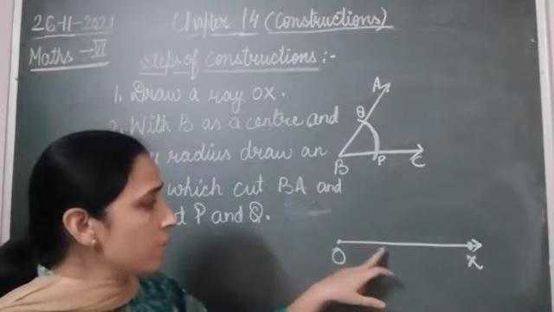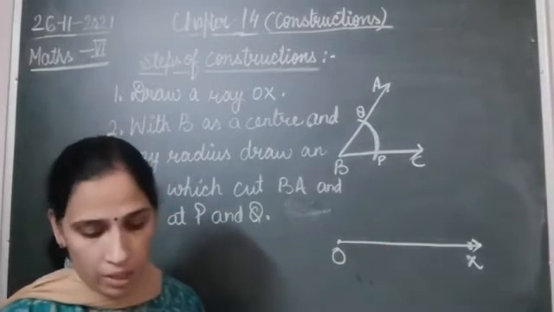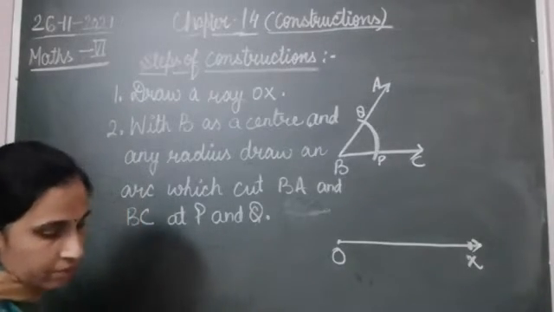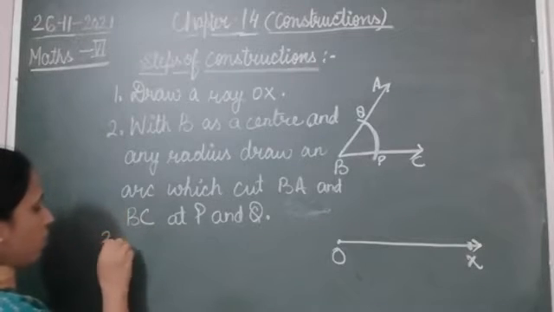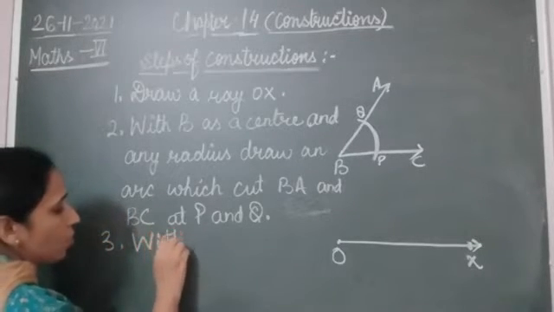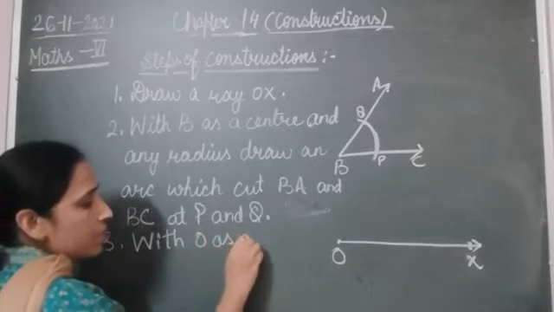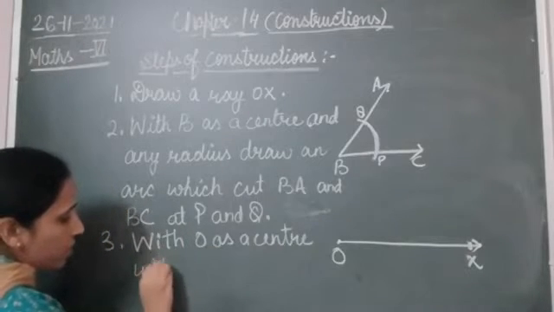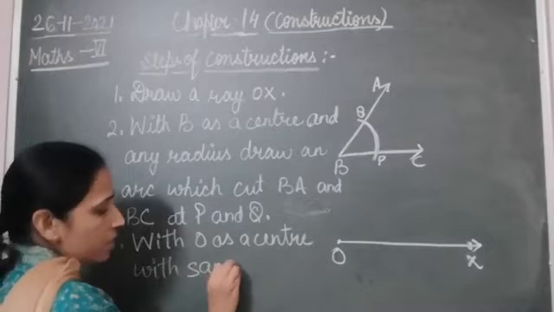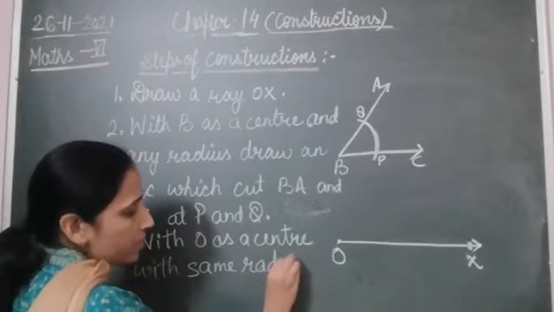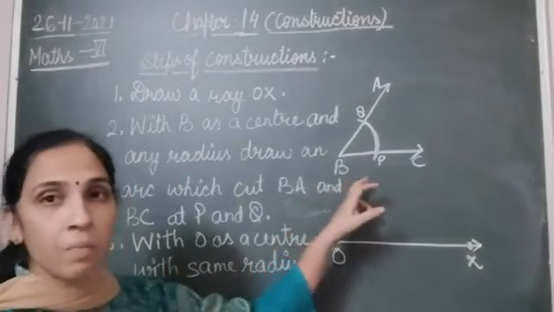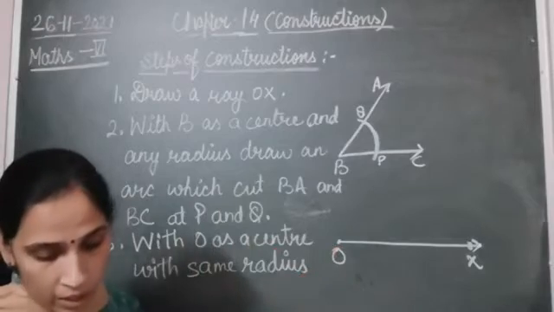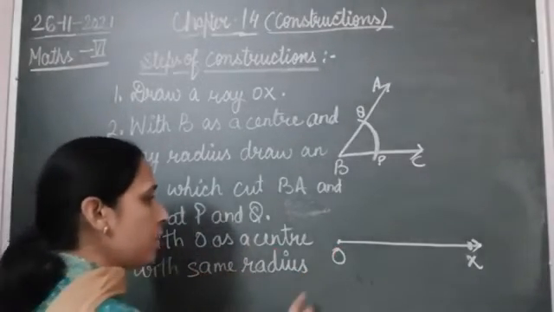Make an arc which is going to join this OX at R. With O as the center and the same radius. Here you can take any length of radius, but the same radius we are going to take in the case of the other one. With the same radius, draw an arc cutting OX at R.